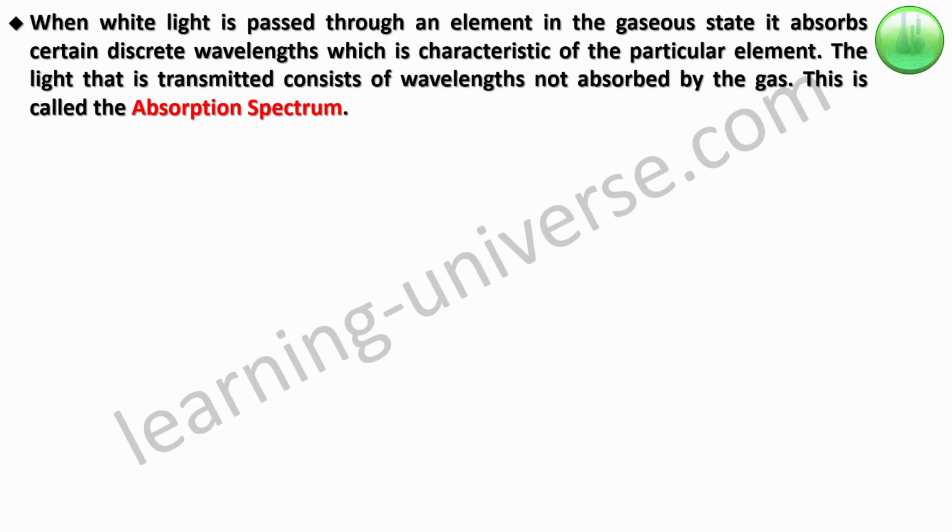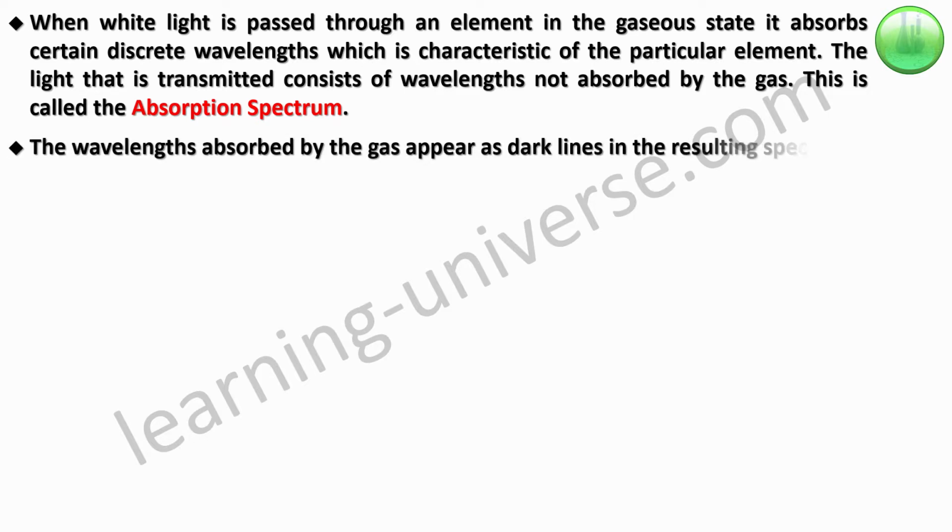And what will happen is, when you analyze the spectrum, you will see certain discrete black lines which correspond to the wavelengths of those radiations which have been absorbed by that particular gas. The wavelengths absorbed by the gas appear as dark lines in the resulting spectrum. So let's have a video on this. Let's see a demonstration of what the absorption spectrum is.